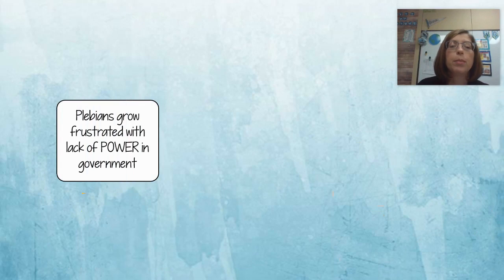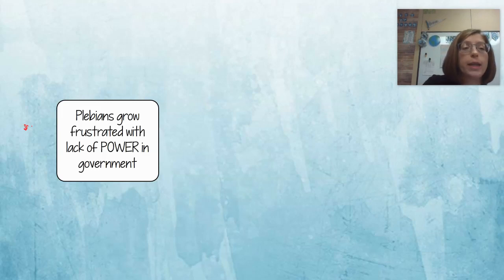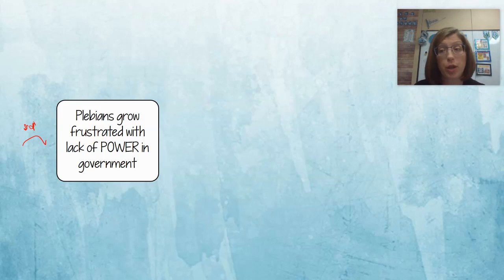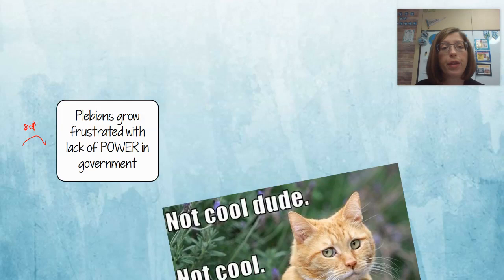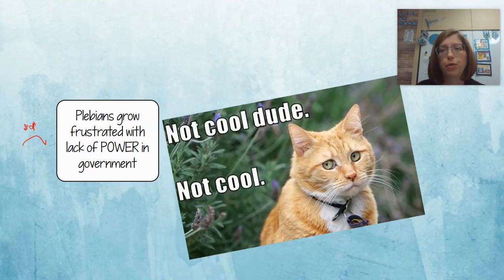So, plebeians grow frustrated with lack of power in government. They are very frustrated that only 10%, which is the patricians, are making the decisions in government and not looking out for them. The wealthy are looking out for the wealthy. So, not cool, dude, not cool.